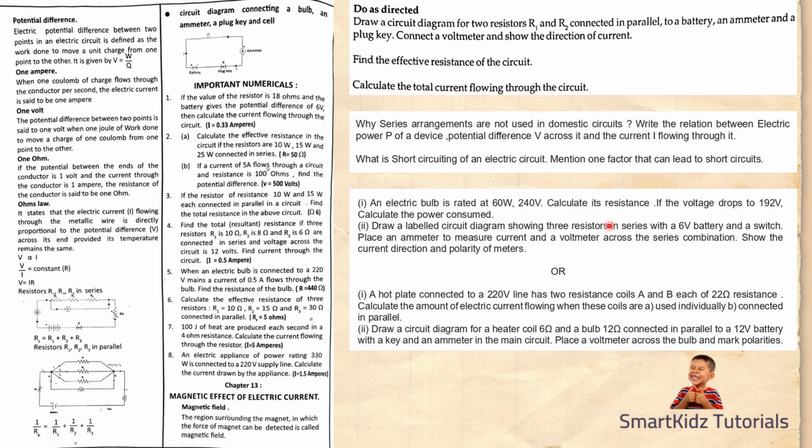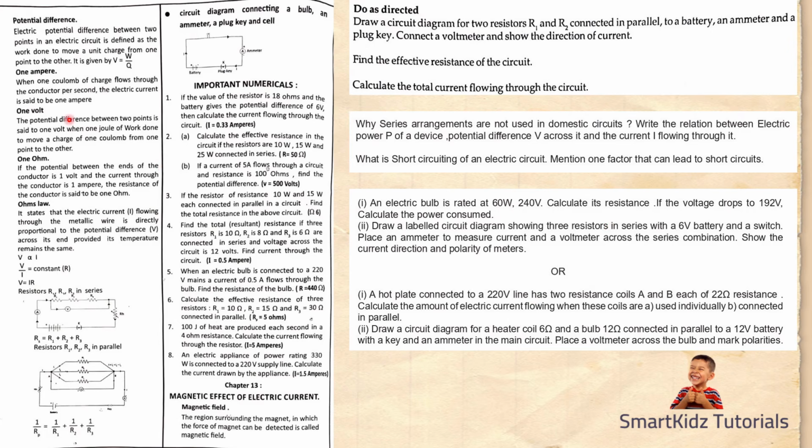Okay, moving on to electricity. So you should know about current and circuits. Units are very important in all of this. What is the potential difference? The electric potential difference between 2 points in an electric circuit is defined as the work done to move a unit charge from one point to the other, given by V equal to W upon Q.